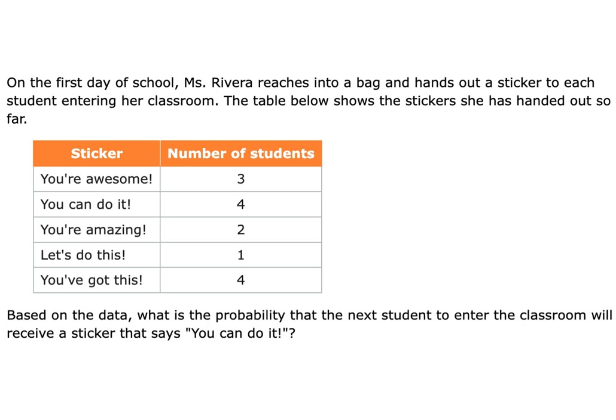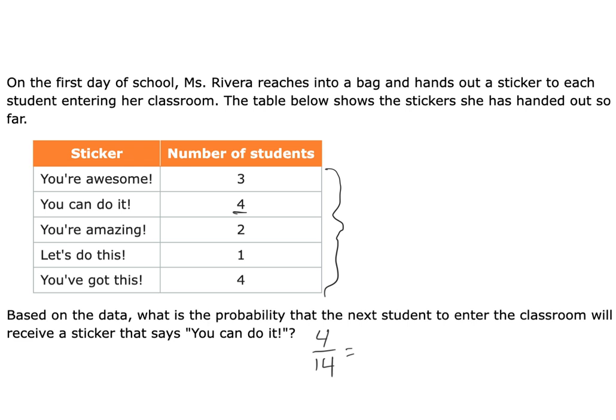We are given this table. We are asked to find the experimental probability of a "you can do it" sticker. So I have 4 "you can do it" stickers in our table, and I have 14 total stickers in our table. So we start with 4 over 14.